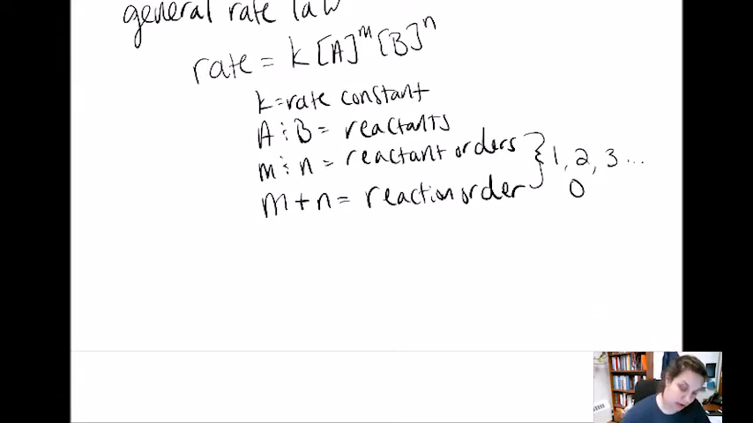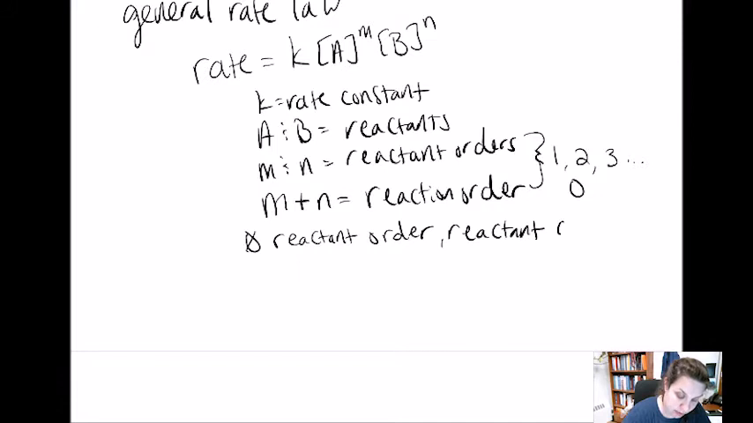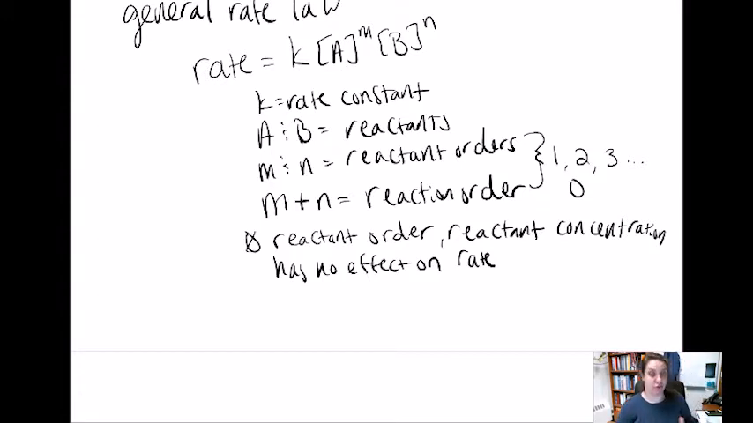Okay? Where a reactant order of 0 means that the reactant concentration has no effect on rate, and then the greater the number, the more the concentration has an effect on rate.